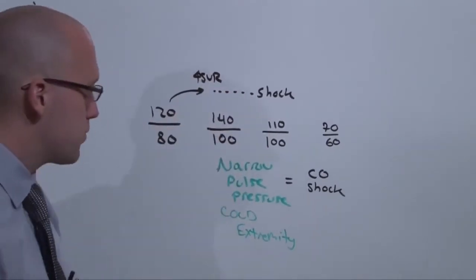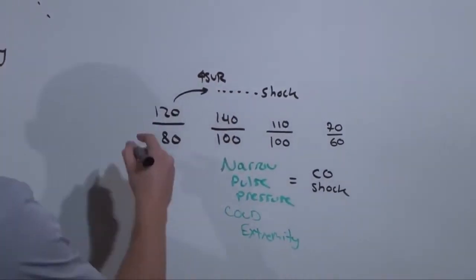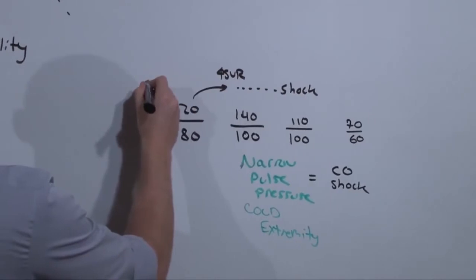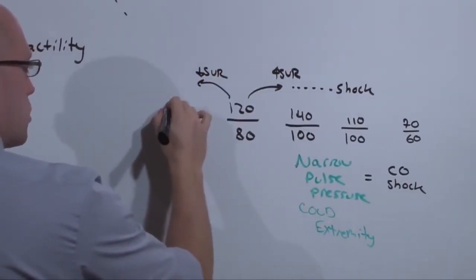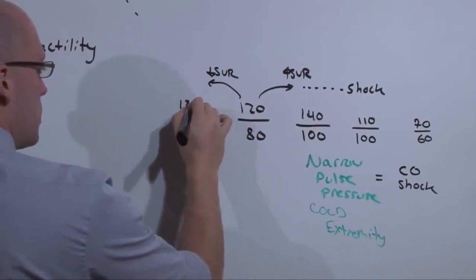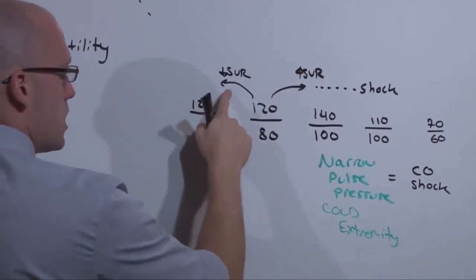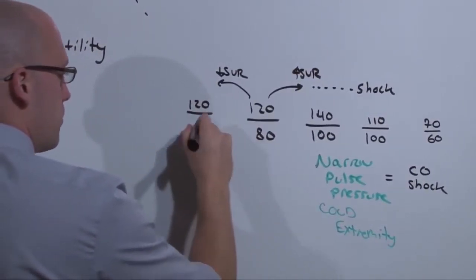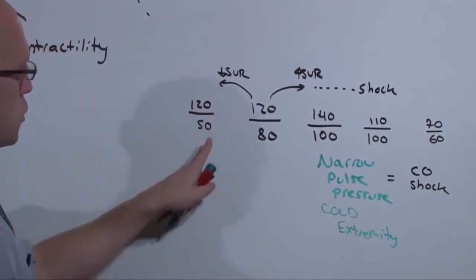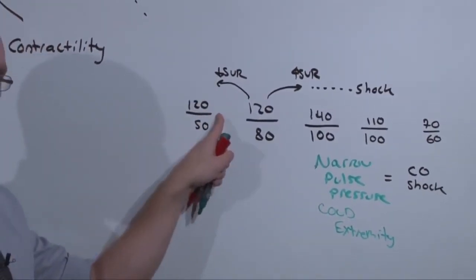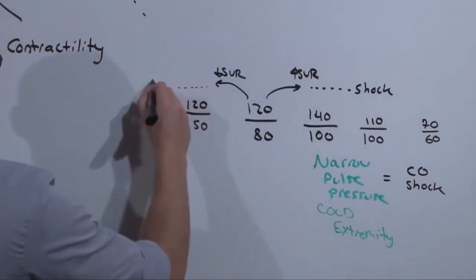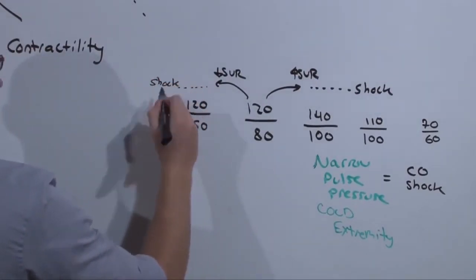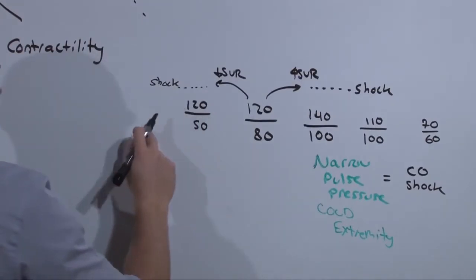Let's go the other way. Let's say the person is going into shock from a decreased systemic vascular resistance. Initially, the cardiac output is going to maintain itself, but what you're going to see is a drop in the diastolic tone. The pulse pressure begins to widen. And as the person gets deeper into shock, the cardiac output can't keep up and the blood pressure begins to fall.